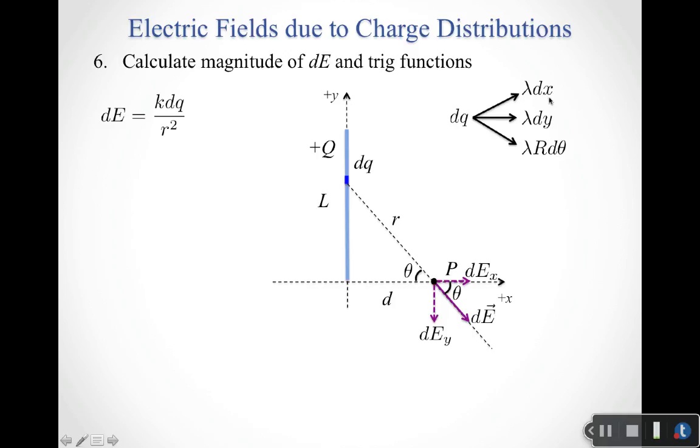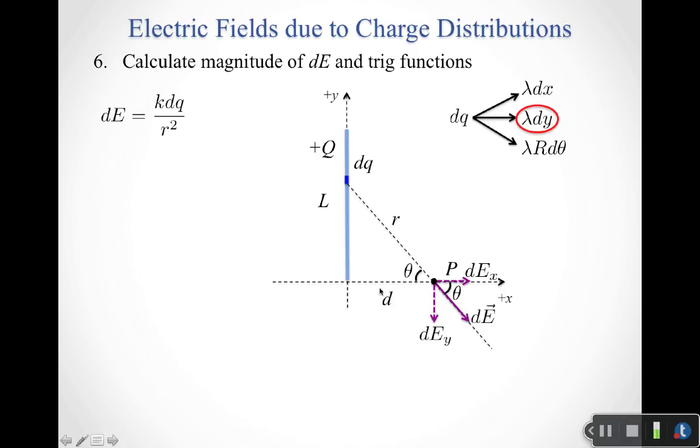But we're going to break this up into lambda, some charge per length, times a length. And the length that matters is, well, what's the length across the rod? Here you notice that my length, because the rod lies along the y-axis, this tiny little length is dy. And so for dq in this problem, I'm going to want lambda dy.